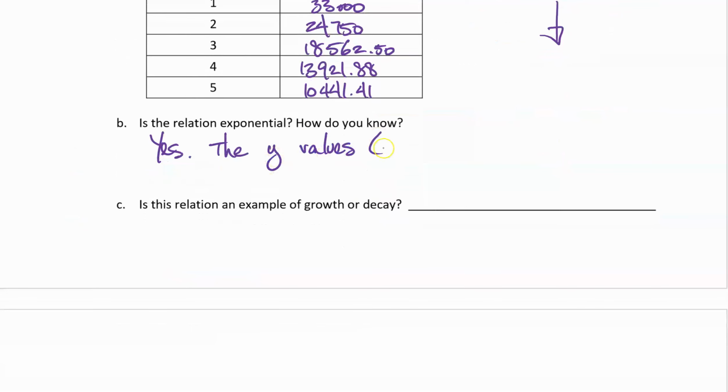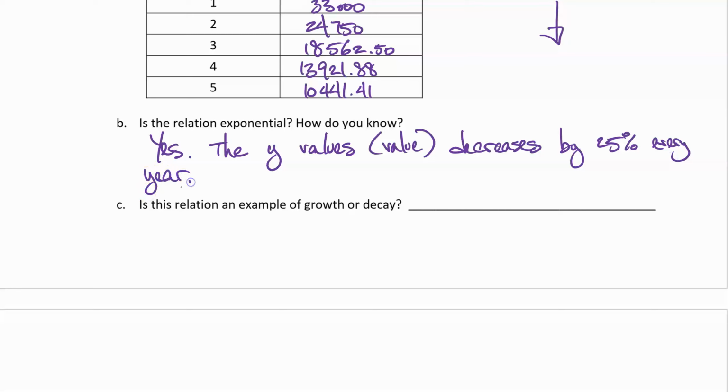The y values, which is the value of the car, decreases by 25% every year, okay? And because it decreases by 25%, you figure out what that 25% is and you subtract it from that price. And really, you can just take the price and times it by 0.75, which will give you what's remaining, right? Is this relation an example of exponential growth or decay? The answer is decay.